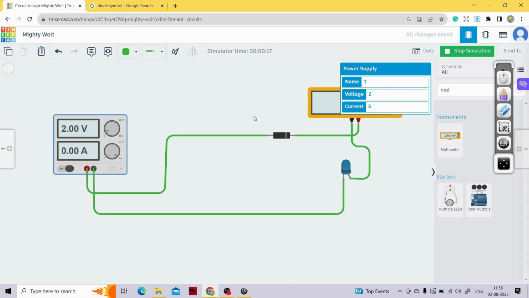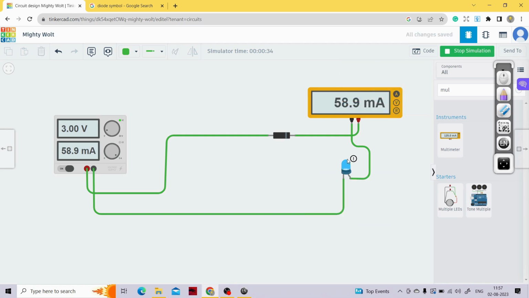Okay, enter. So you can see that the LED is in on condition. Let me increase it to maybe 2.5. Yeah, you can see the LED is in on condition. Let me increase it to 3 volts, directly to 3 volts. Alright, so you can clearly see this time the LED is in on condition, and the current is also flowing, right?